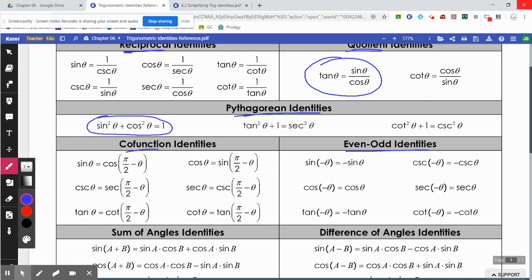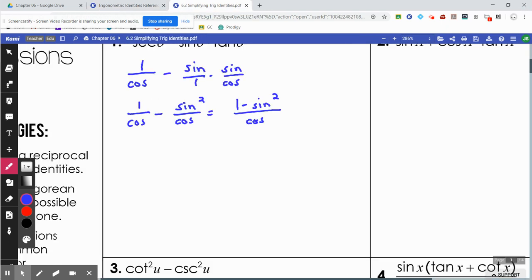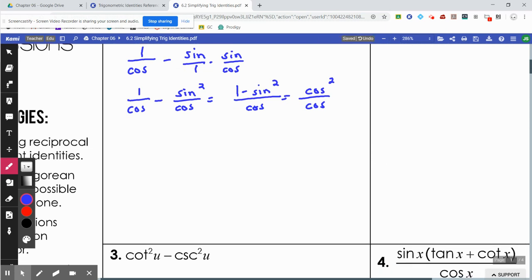Now, it doesn't look like it fits exactly. So what we're going to do to make it fit is I'm going to take this sine squared and move it to the other side. And when I do that, that turns my identity into cosine squared is equal to 1 minus sine squared. So notice that what's on the right side, the 1 minus sine squared, is exactly what's in our problem. So what does that mean? I can take out my 1 minus sine squared, and I know from my identity just now that it's equal to cosine squared. So that turns my problem into cosine squared over cosine.